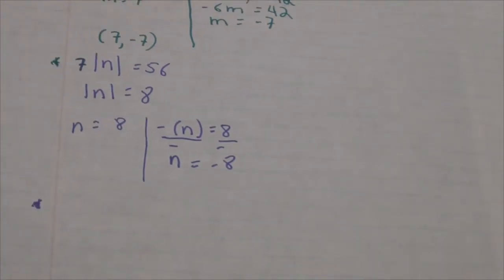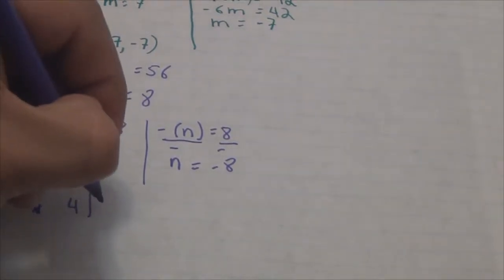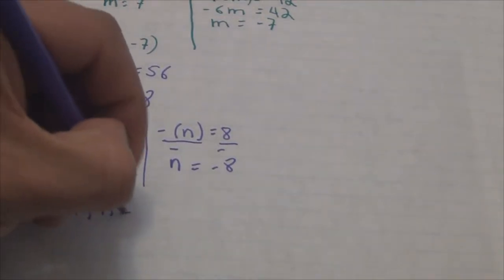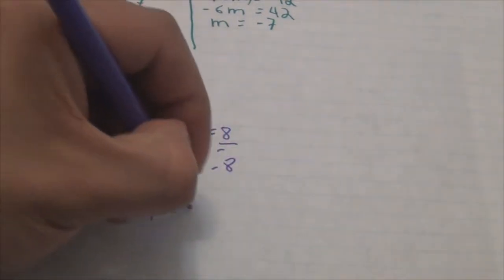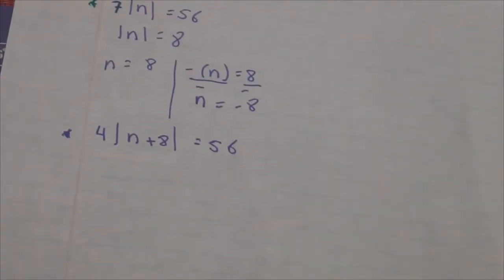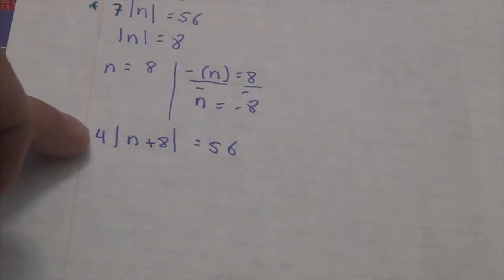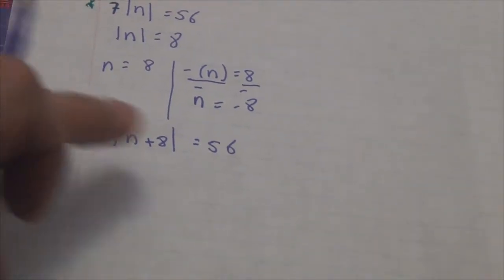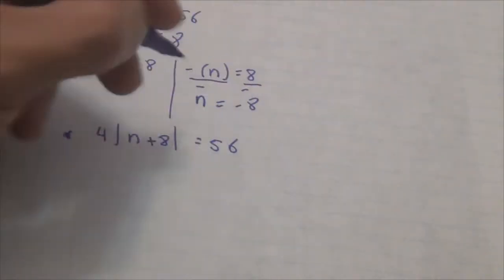Let's say I have 4 times the absolute value of n plus 8 equaling 56. I love that 56, right? Okay, how am I going to solve it? First of all, the absolute value is not by itself, so I have to divide by 4 on both sides in order to leave the absolute value. So I'm going to divide by 4.